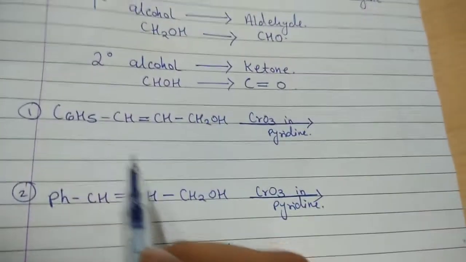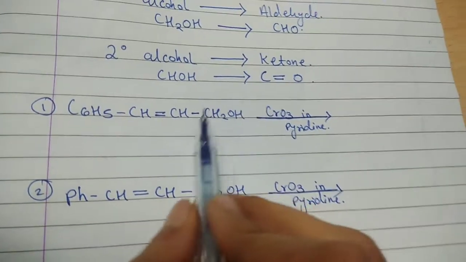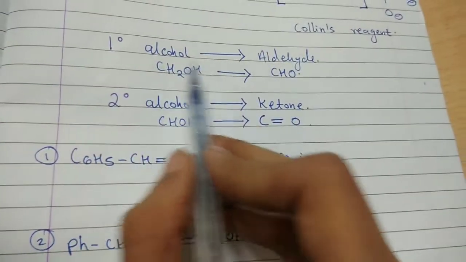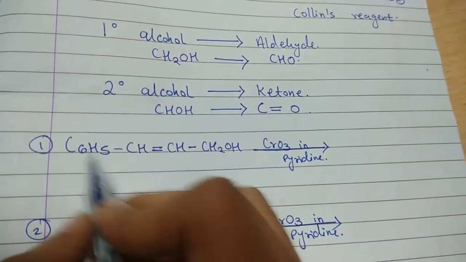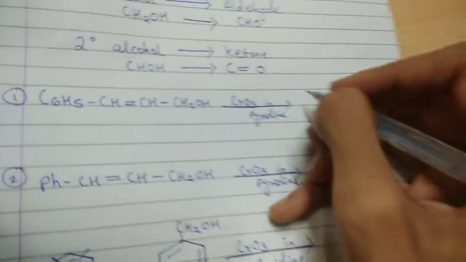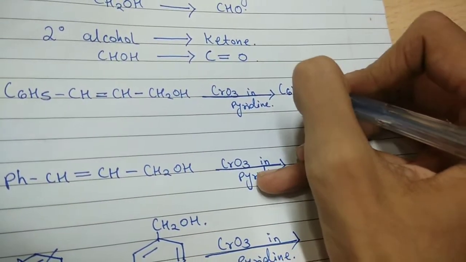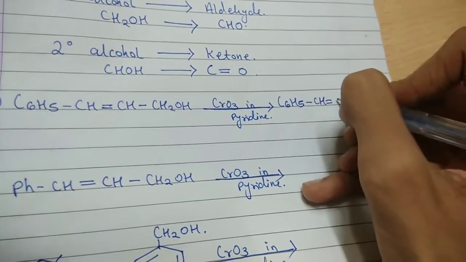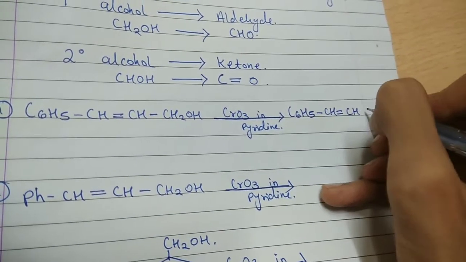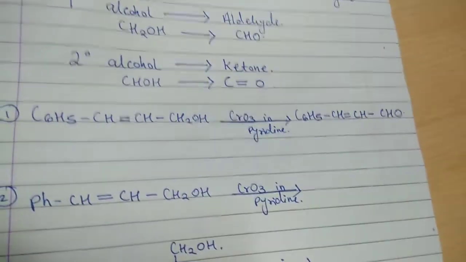Now I've written some examples. Let us see the first example. In the first example I have a CH2OH group attached. That means I have a primary alcohol, so that should give me an aldehyde, right? The entire thing will remain as it is, just that the CH2OH will turn into CHO. So C6H5, CH double bond CH and CHO. Instead of CH2OH, I just have to write CHO.